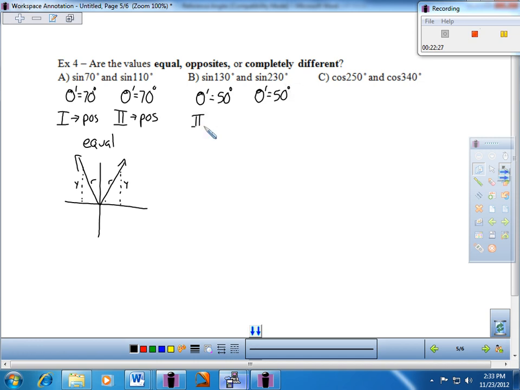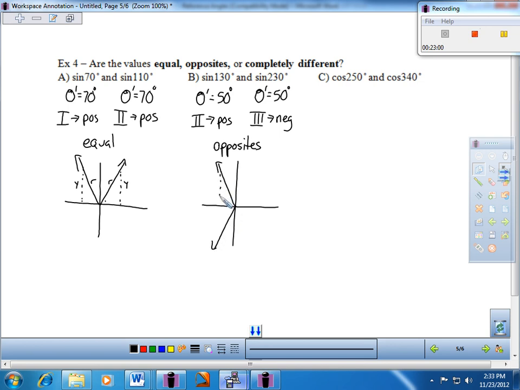So again, I would go back to this. Quadrant 2, sine is positive. Quadrant 3, oh wait a minute, sine is negative. Same reference angle, but different signs on those, opposites. And again, you don't have to draw if you don't want to. Here is 130 degrees, something like that. Here is 230 degrees, something like that.